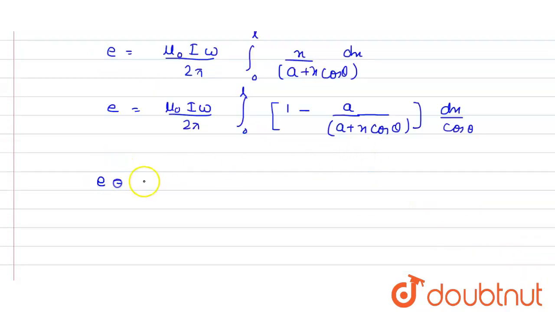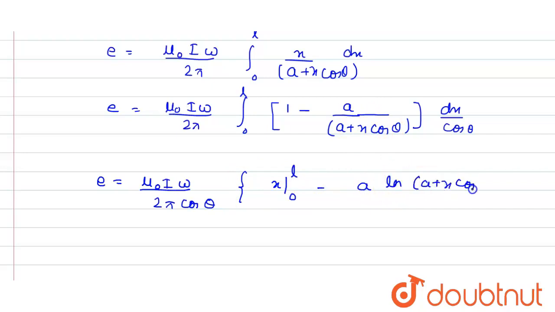Then we can say that E would be equal to mu naught I omega divided by 2 pi cos theta. So if we just integrate 1 with respect to dx, it would be equal to x. We can put the limit from 0 to L, then minus a, and the integration would be treated as 1 divided by x because this is a linear term. So we can say that it would be in terms of log of a plus x cos theta.